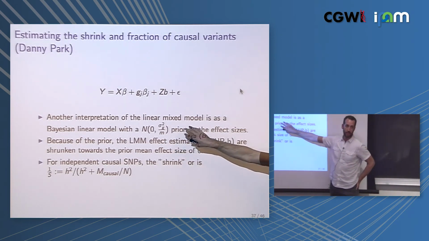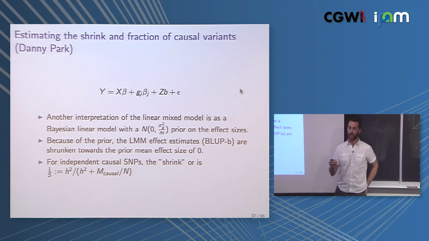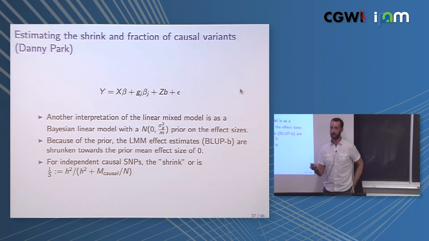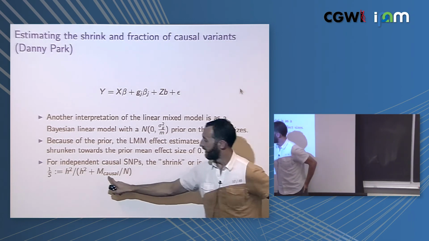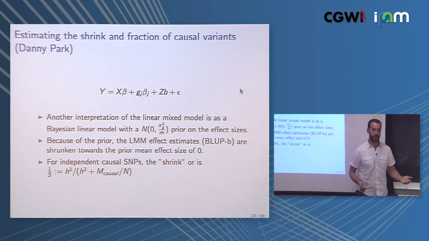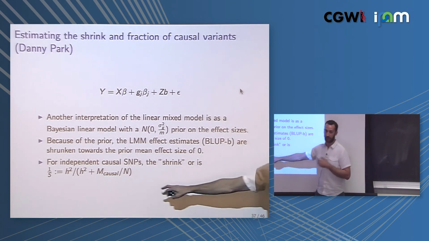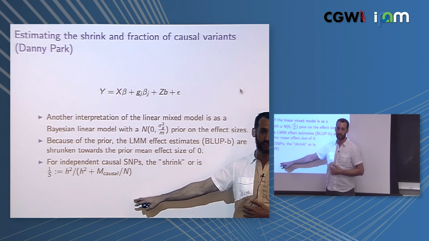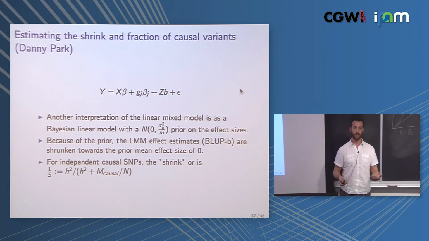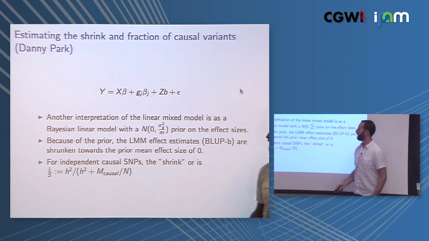So another way to think about linear mixed models is as Bayesian regression. We have some prior on the effect sizes. And if you think about it that way, because you're now doing this penalization, you get a shrink of every single beta. And that shrink is a function of the number of causal SNPs that you have. This is an interesting thing that you might want to be able to pull out of your study. There's a lot of reasons you might want this shrink, and it has a lot of different applications. But one that's simple to understand is that it's related to the fraction of causal variance as long as you know the number of independent samples in your study.